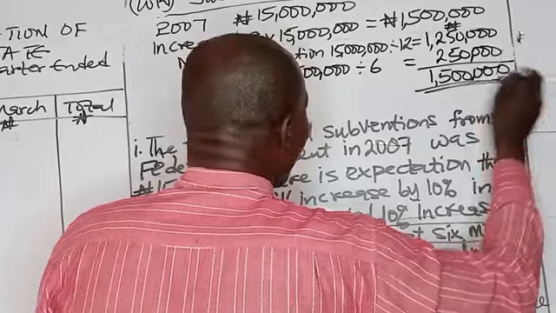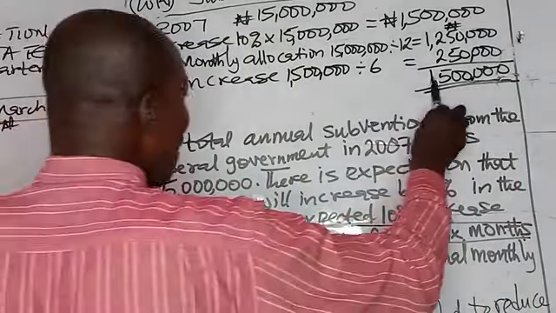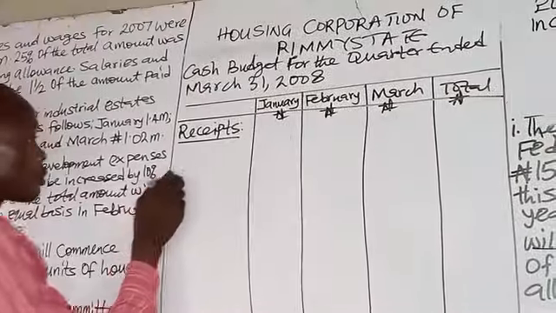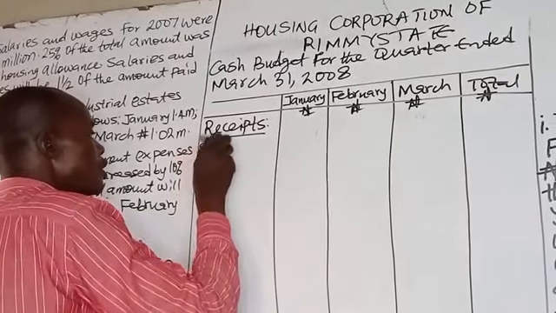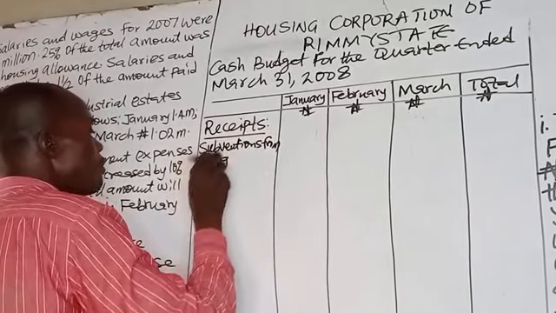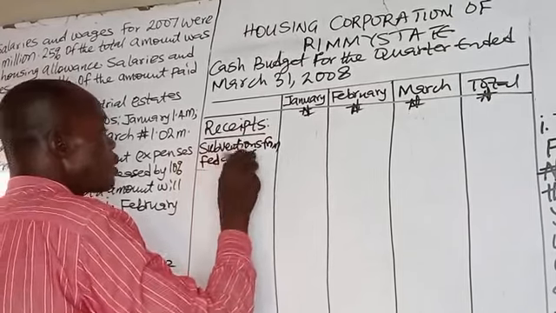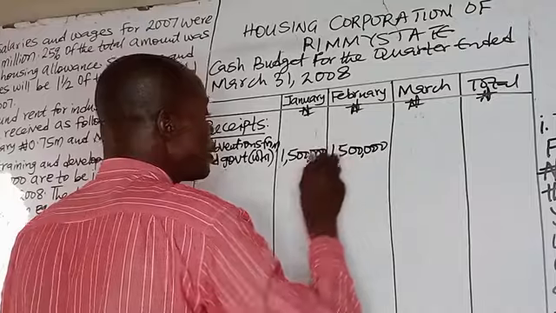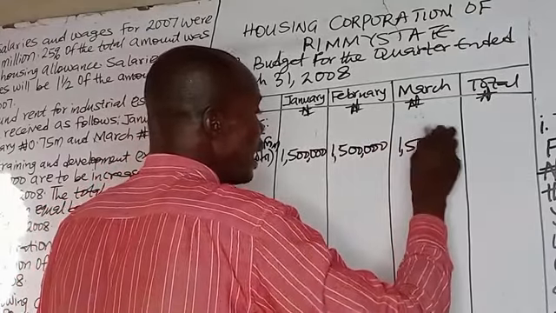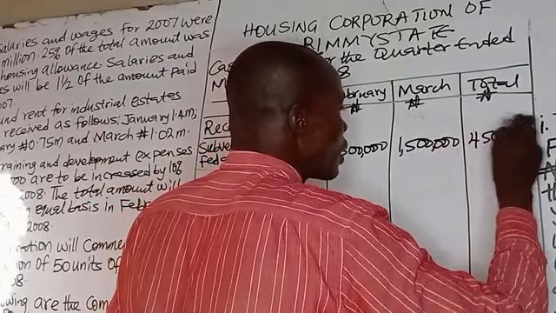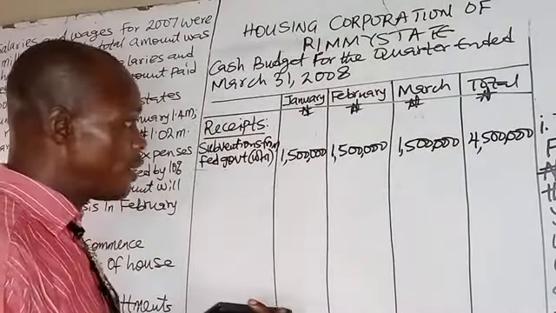So on a monthly basis, 1.5 million will be received. Now we have subventions from the federal government. That is working one, which is 1.5 million will be received in January, 1.5 million will be received in February, and 1.5 million will be received in March. If you sum it up, the total will be 4.5 million naira. That is the subventions from the federal government.